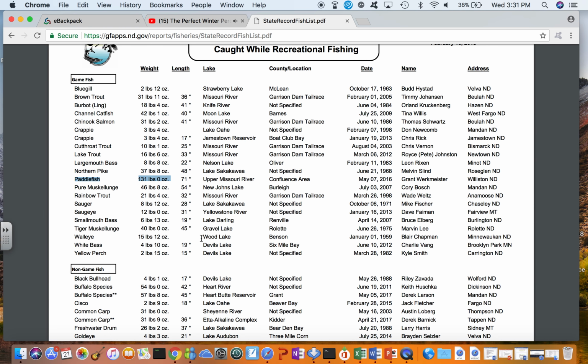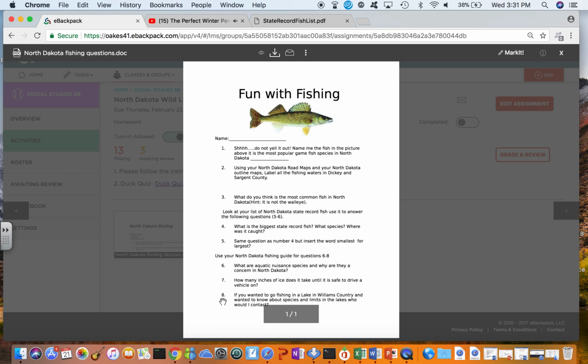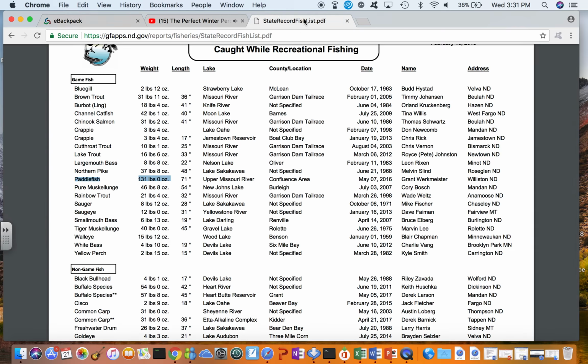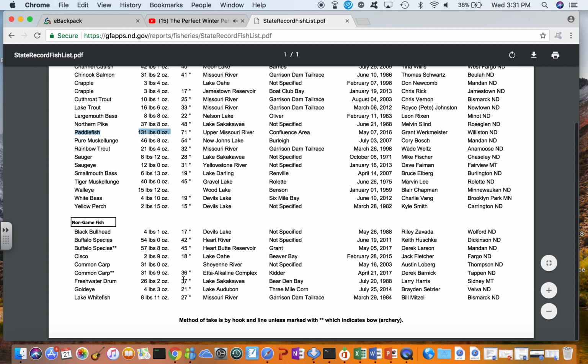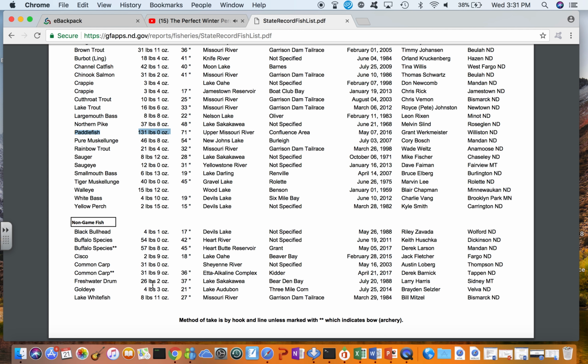Now the next one says, same question as number 4, but it's the smallest. I'm going to insert the word smallest for largest. So what's the smallest state record fish? Now these are non-game fish. Right here it means that you can catch as many as you want. There's no rules, no regulations on them. So technically you're looking at the Cisco being the smallest state record fish.